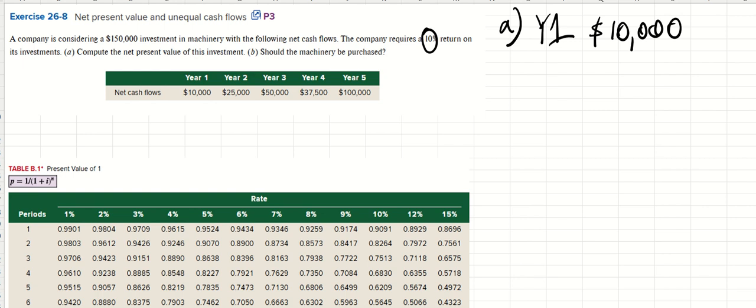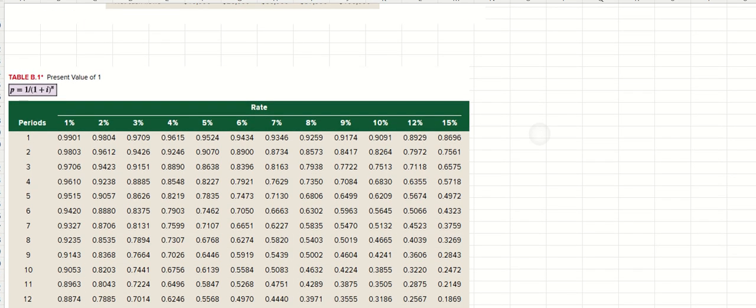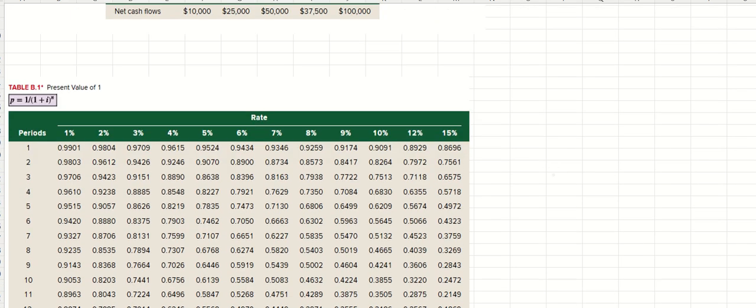So we're going to take, well, they let us know it's 10%. Let me just erase this so you can see it better. 10%. Okay. And we have 5 years in total. So what we're going to do is first go to year 1, because they're projecting that they're going to generate $10,000 in cash. For year 1, we're going to go to the present value table of $1, and year 1 is equivalent to period 1.